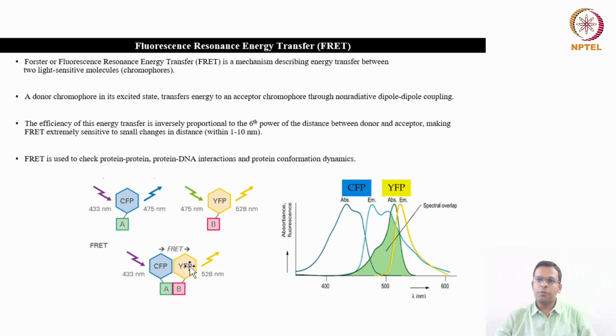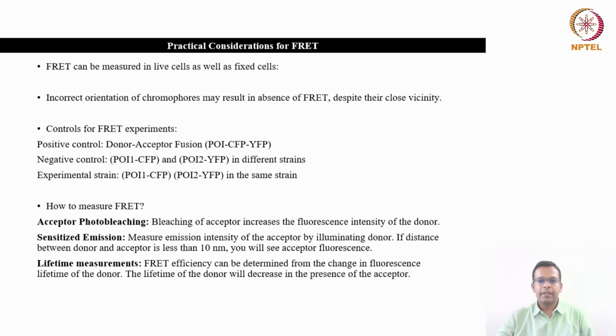If you photobleach it, then it cannot accept the emitted light from CFP. So what will happen? It will increase the fluorescence in the CFP channel. Ideally, when you are exciting the CFP, you are seeing the fluorescence in the YFP channel. But now you have bleached YFP, so it cannot accept the light from CFP, and it will increase the fluorescence in the CFP channel at 475. The second method of measuring FRET is sensitized emission.